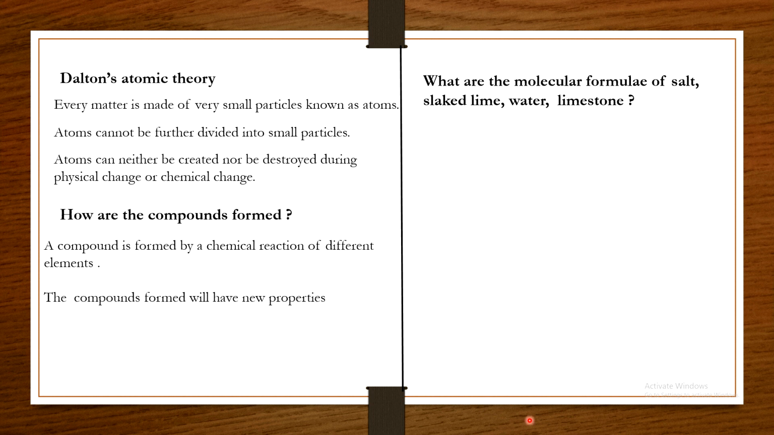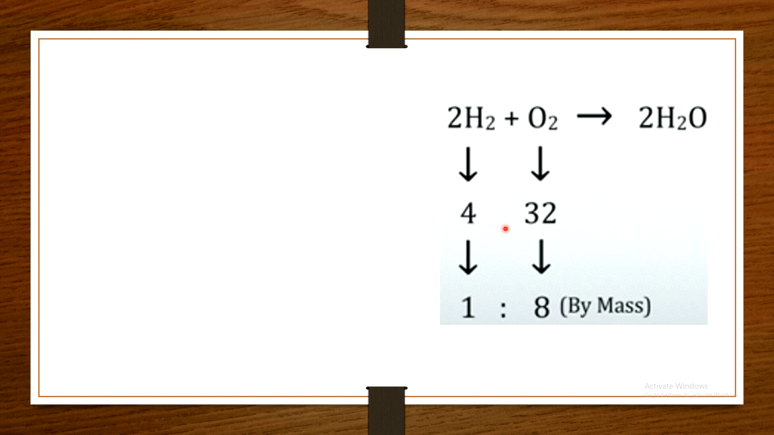So just to revise, we learned in the last session how to write the molecular formulae of compounds. For example, take common salt. We know that it is called sodium chloride, that means NaCl, where Cl means chloride. Slaked lime means Ca(OH)2. Water is H2O, and limestone means calcium carbonate, CaCO3. This is a carbonate group, and Ca means calcium. Okay, these are some examples of molecular formulae of compounds.